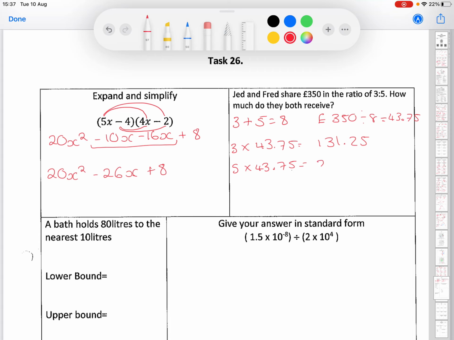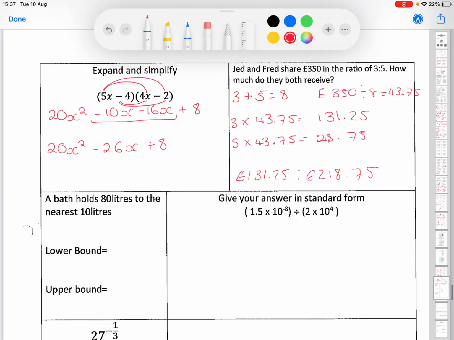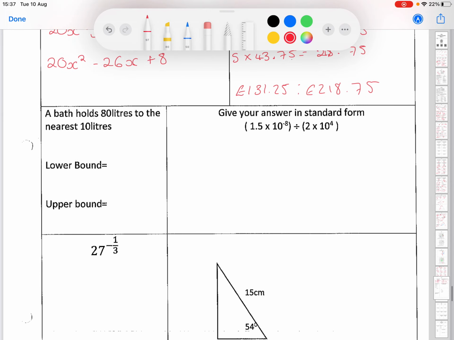And Fred wants 5 parts. Well, if one part is 43.75, 5 parts, we want 5 lots of that, which is 218.75. So our ratio of money is Jed gets 131.25 and Fred gets 218.75. They should add up to 350, which they do.